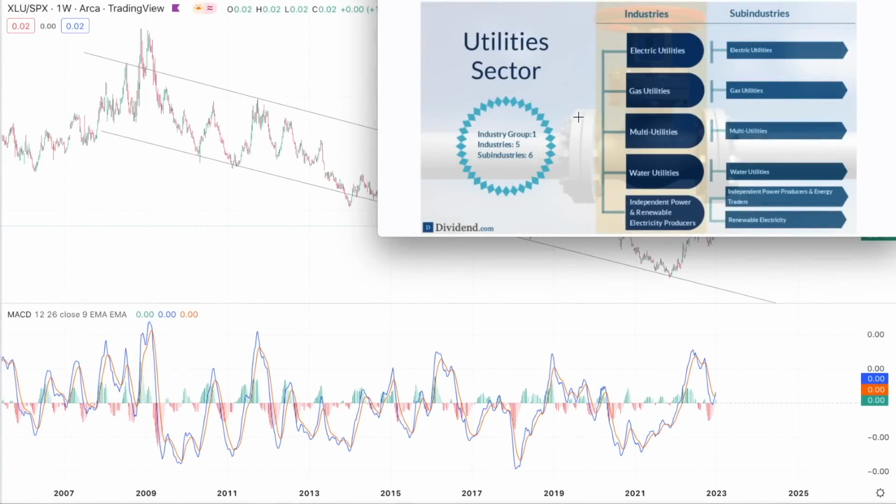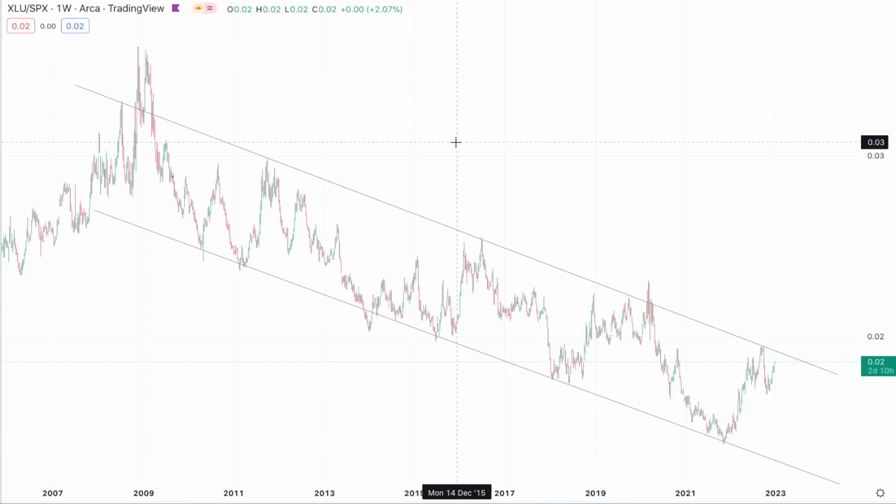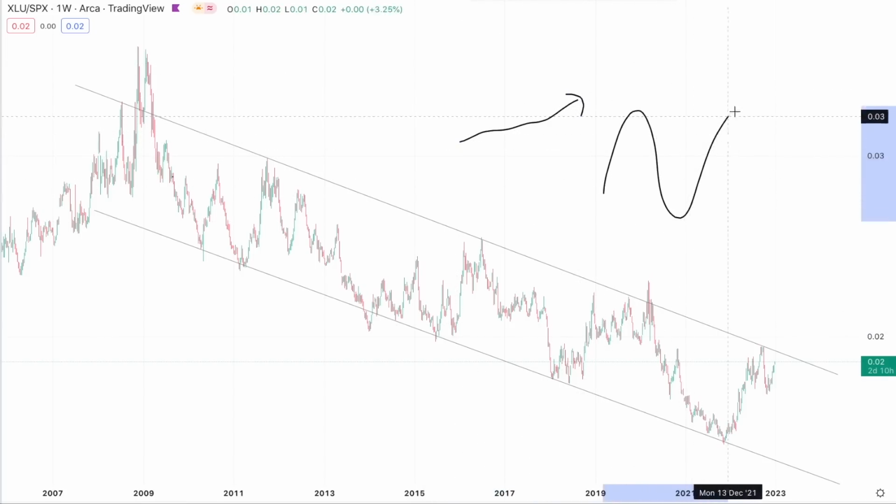Now, first of all, these stocks the utility sector provides are companies that provide services such as electric power, natural gas, water supply, sewage removal. So a lot of very essential services for the economy that are actually a lot more stable than other stocks that are very sensitive to the economic cycle.